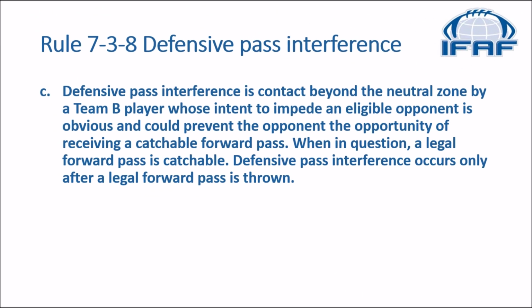In the rulebook, we go to Rule 738, Defensive Pass Interference. C. Defensive pass interference is contact beyond the neutral zone by a Team B player whose intent to impede an eligible opponent is obvious and could prevent the opponent the opportunity of receiving a catchable forward pass. When in question, a legal forward pass is catchable. Defensive pass interference occurs only after a legal forward pass is thrown.